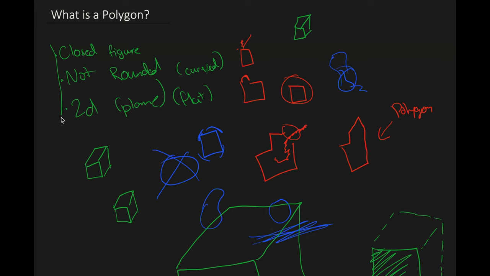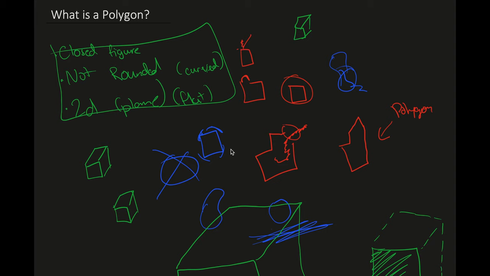As a quick summary, a polygon is a closed figure that is not curved, and it is a plane, or it is flat, two-dimensional. That's a quick summary. Now, of course, that's just one part. We need to talk about the different types of them. We're not just going to call this, okay, it's a polygon. That's it. We'll call it a day.